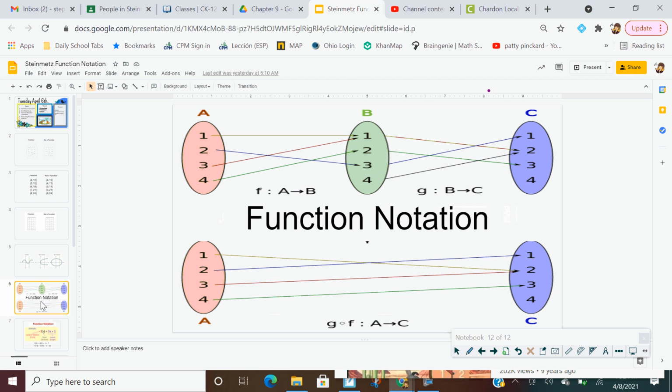All right, the next thing is function notation. This is just basically a fancy way to write a function. So instead of writing y equals 5x plus 2, we write f parenthesis x, or we say f of x, 5x plus 2.